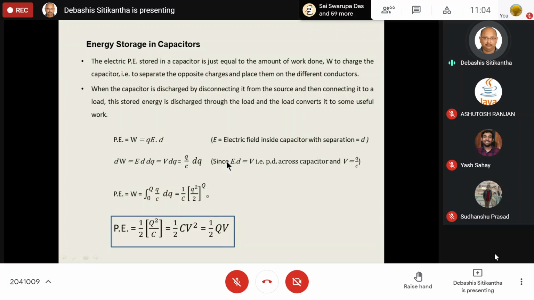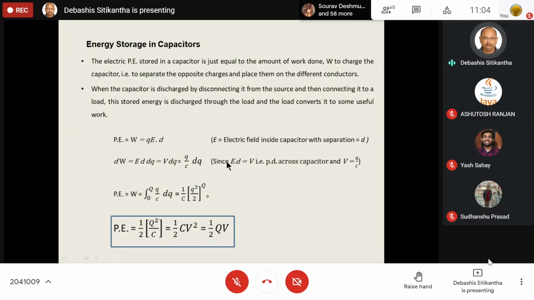So next that comes is the energy storage in capacitors. Till now we have defined what a capacitor is. We have learned how the capacitor works, that means how it gets charged and how it gets discharged. And next we studied the different types of capacitors. Based on their dielectric medium, voltage rating, thermal rating, and size and shape, we classify capacitors into different types.